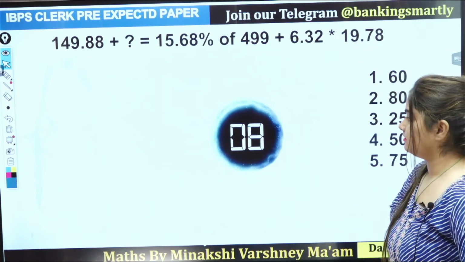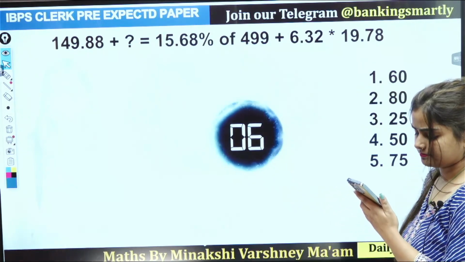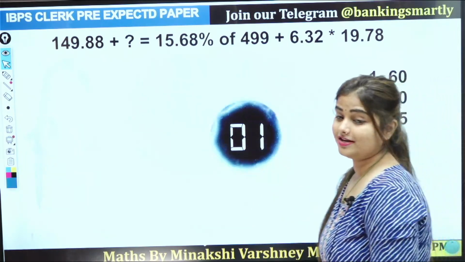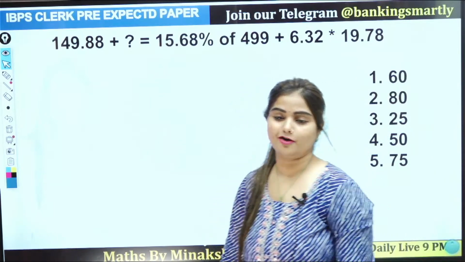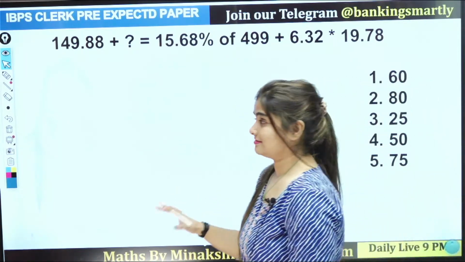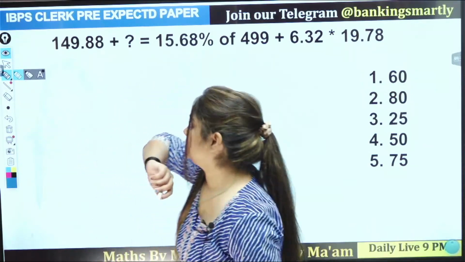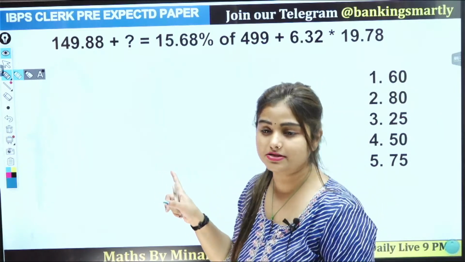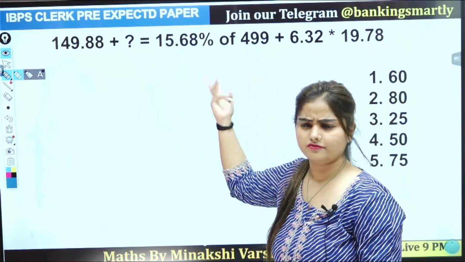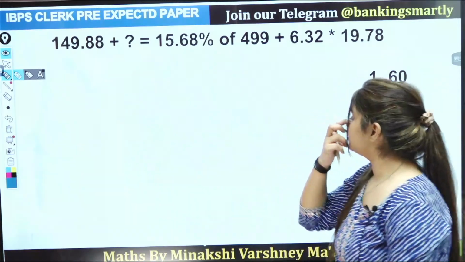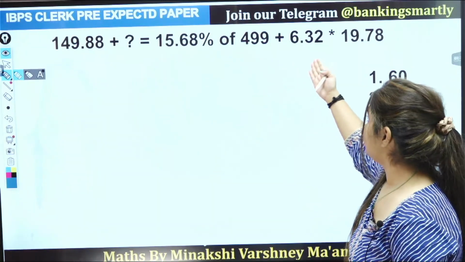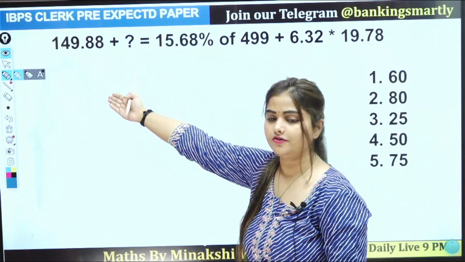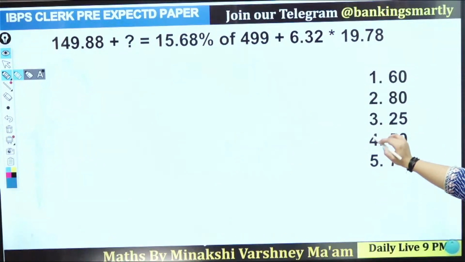Without pen and paper, done within 10 seconds. Actually, in approximation, we can't go with the unit digit concept and option method. Because this is approximation. What we have here, this is 15.6. That means we have to take 16%. And this is 499. That means 500. So 16 fives are 80. And here is 20, 6 2s are 120 and 80, 200. And this is 150. 200 minus 150. That means your answer will be 50.